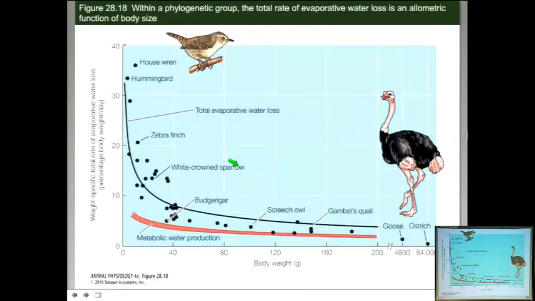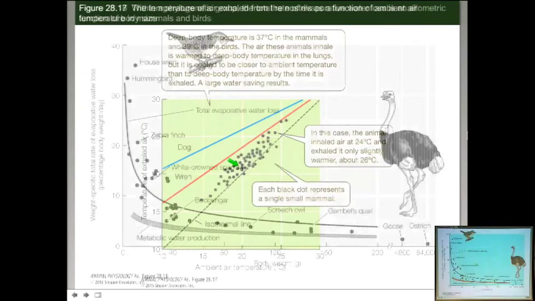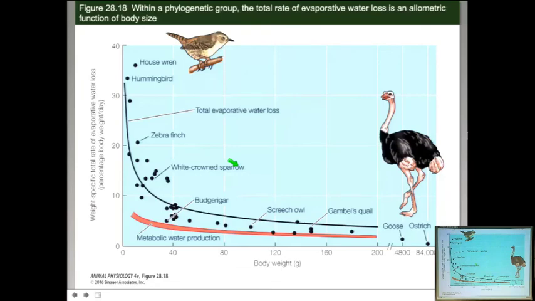Now, I didn't point it out here. Yeah, it's on the other graph. On this graph, we have weight-specific total rate of evaporative water loss as a percentage of body weight. So this is mils per 100 gram per day, or percent of body weight per day. And you see, the smaller the animal, the higher the relative loss of water.